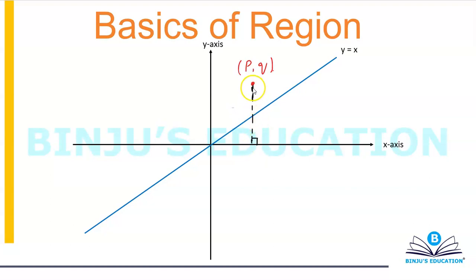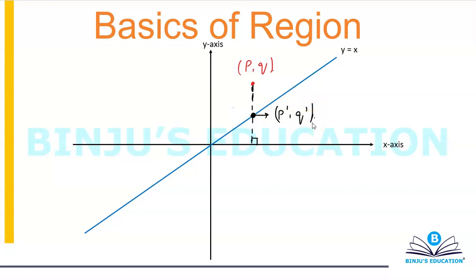I'm going to drop a perpendicular from this point onto the x-axis. Now if I drop a perpendicular, what's going to happen? This point is going to meet this line x is equal to y at some point. Let's call it P dash comma Q dash.